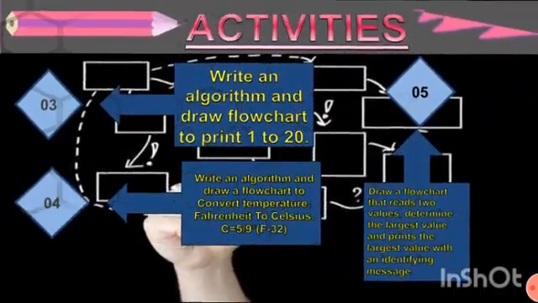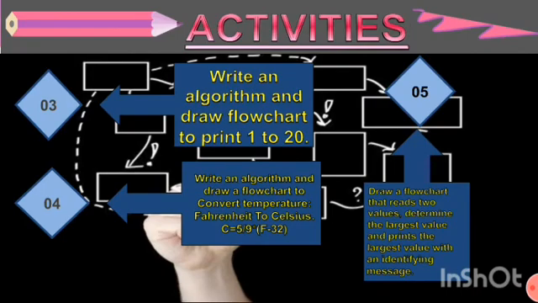Third activity, write an algorithm and draw a flowchart to print 1 to 20. Fourth activity, write an algorithm and draw a flowchart to convert temperature, Fahrenheit to Celsius. The formula given is Celsius equals 5/9 times the quantity of Fahrenheit minus 32. The last activity, draw a flowchart that reads two values, determines the largest value, and prints the largest value with an identifying message.